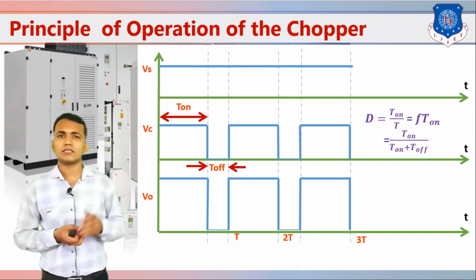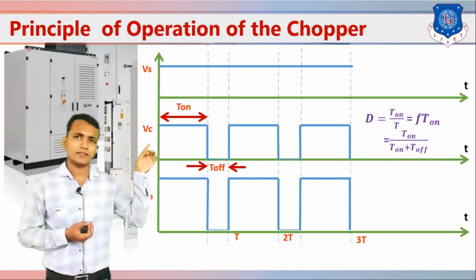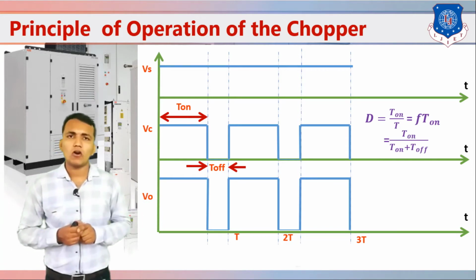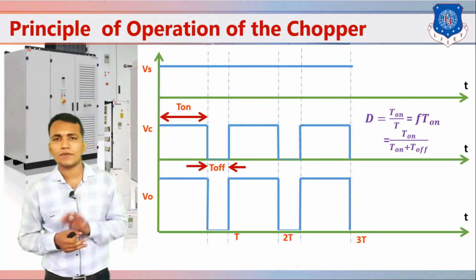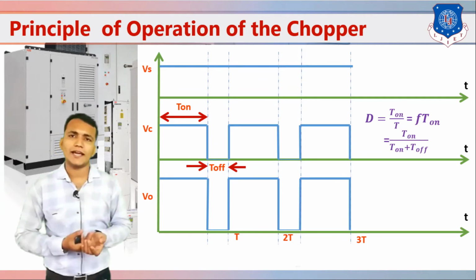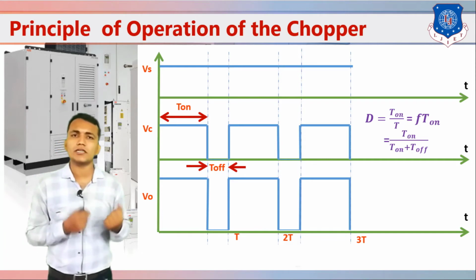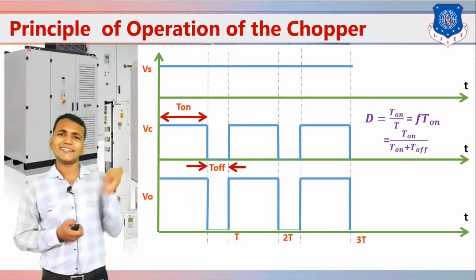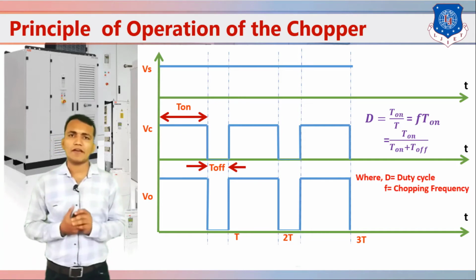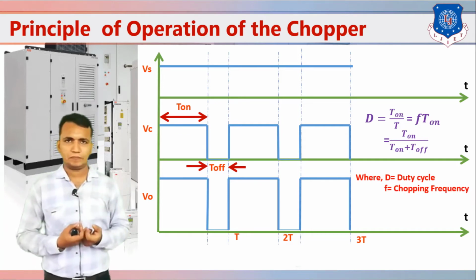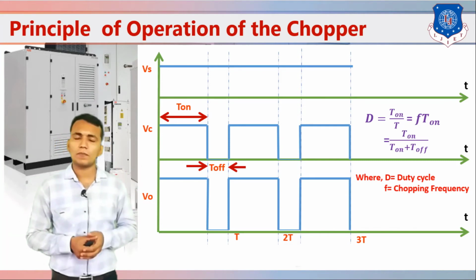So if we see the equation for duty cycle, in this figure you can see D is equal to T on divided by T, which is T on into 1 by T, that means frequency f, and it is also T on divided by the total time period, T on plus T off. So in this equation D is the duty cycle, and f is the chopping frequency. So that is the principle of operation of the chopper circuit.